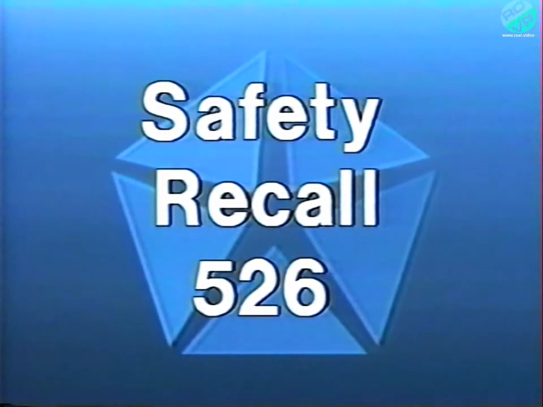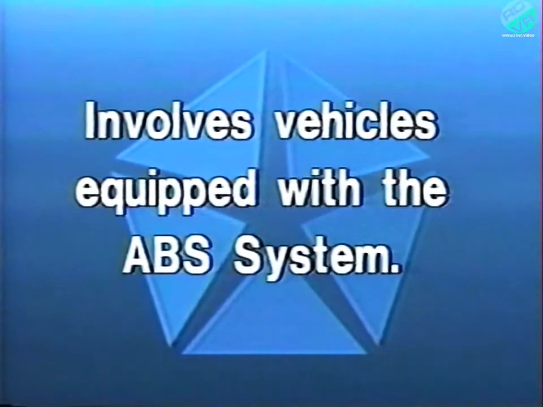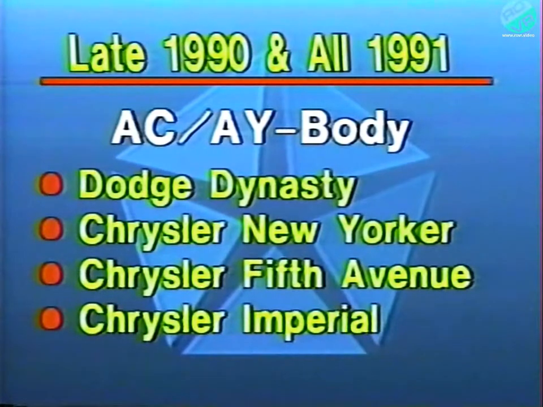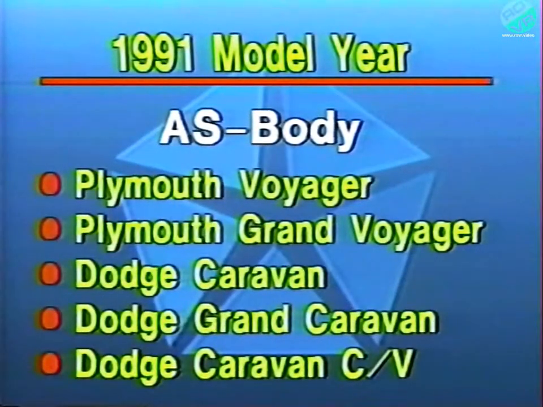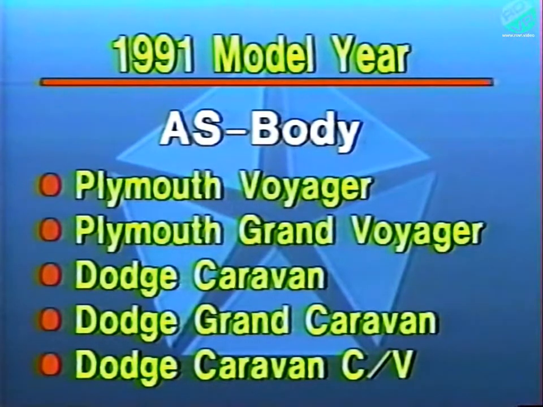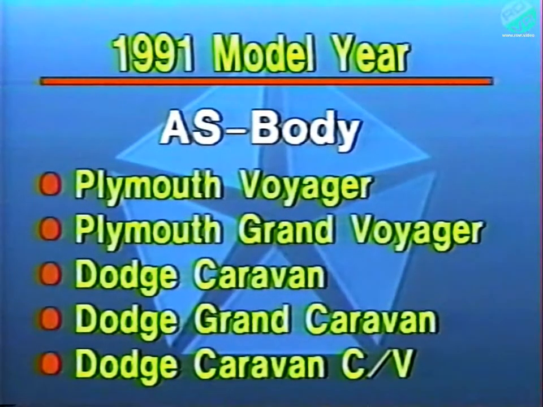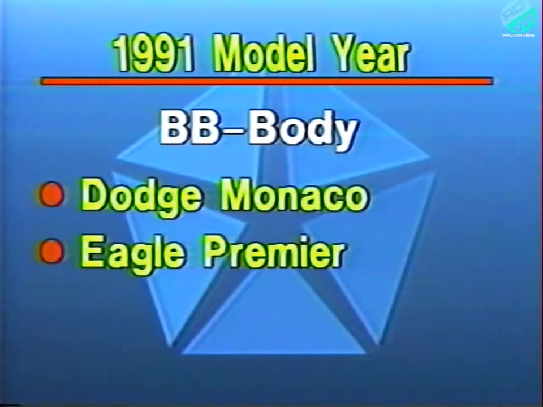The safety recall detailed in this program involves vehicles equipped with the anti-lock brake system. Included are late 1990 model year and all 1991 model year AC and AY body Dodge Dynasty, Chrysler New Yorker, Fifth Avenue, and Imperial passenger cars. Also included are 1991 model year AS body Plymouth Voyager and Grand Voyager, the Dodge Caravan, Grand Caravan, and Caravan CV models, and the BB body Dodge Monaco and Eagle Premier passenger cars.